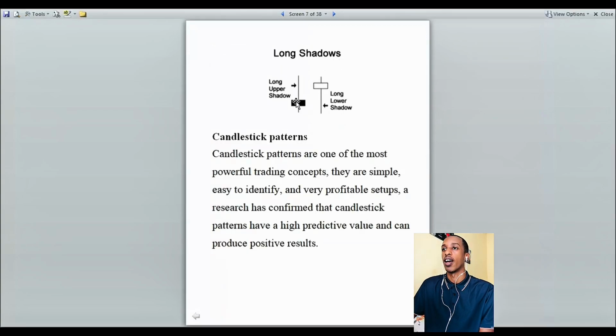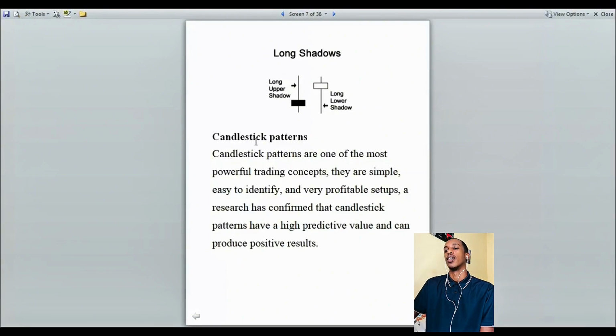So there is another one, long shadows. This one is bearish, but it has a long shadow and a small body, and this long, short shadow here. And there is this long shadow which is on the down side, a long lower shadow and a short body. We'll go through this and explain more about it on the following pages.